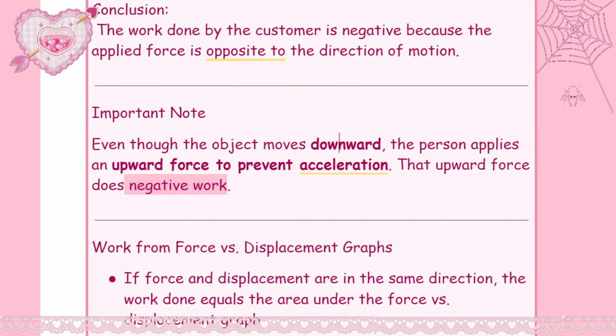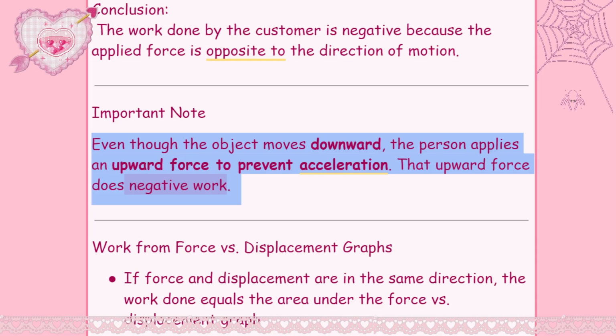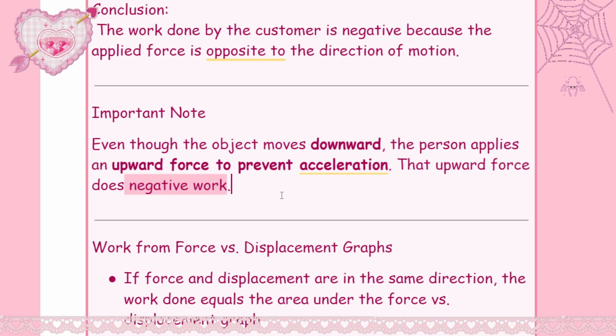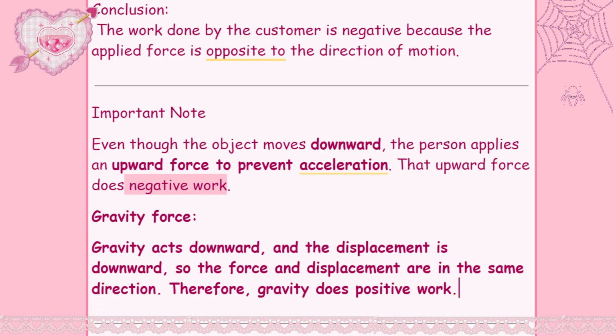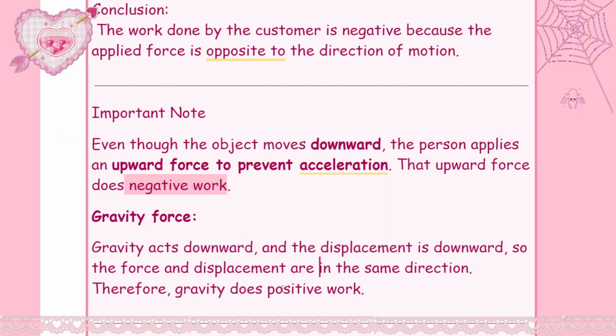Now, I have a question for you. You ready? Let me just prepare the answer. If our applied force is doing negative work and it's going upwards, is the work done by gravity negative or positive? The work done by gravity is positive. Gravity acts downward and the displacement is downward, so the force and the displacement are going to be in the same direction. Therefore, gravity is going to be doing positive work. So let's write that down here. Gravity force. Voila!